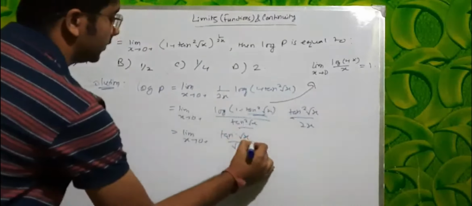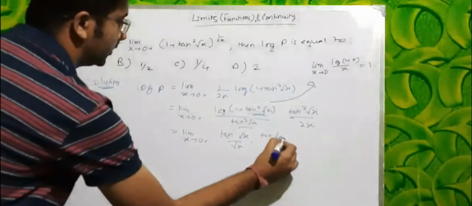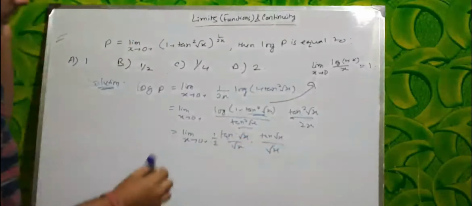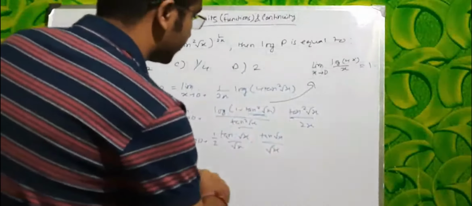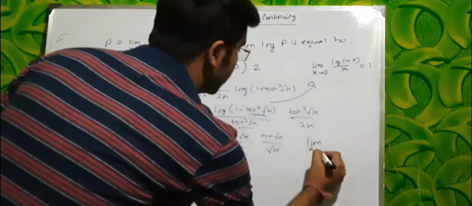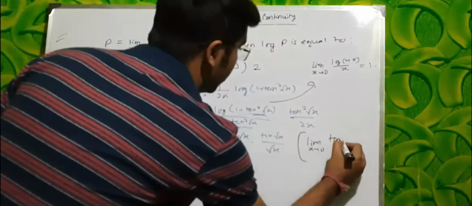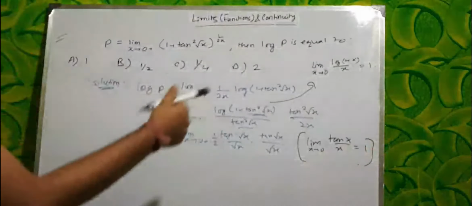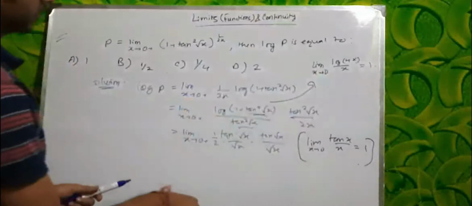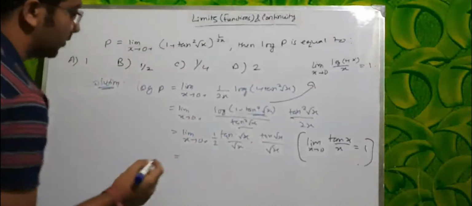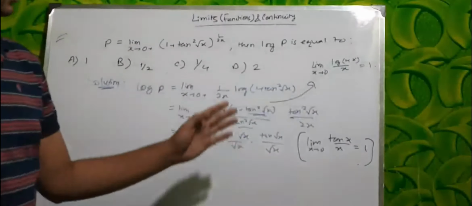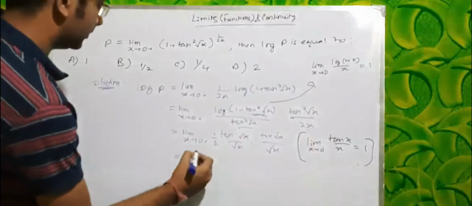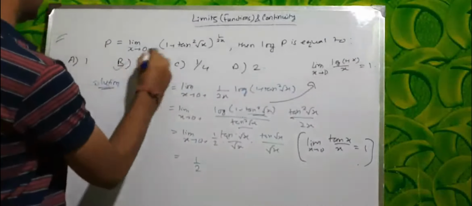So write it in this way: tan root x by, and we have a half root x. So I am writing in this form. As we all know, limit x tends to 0, tan of x over x is equal to 1. This is a very basic limit formula, like the first one. You can always check all the math textbooks, and if you want, we can prove it in some later videos. There is no problem in that, and we get the value half. So it is b.